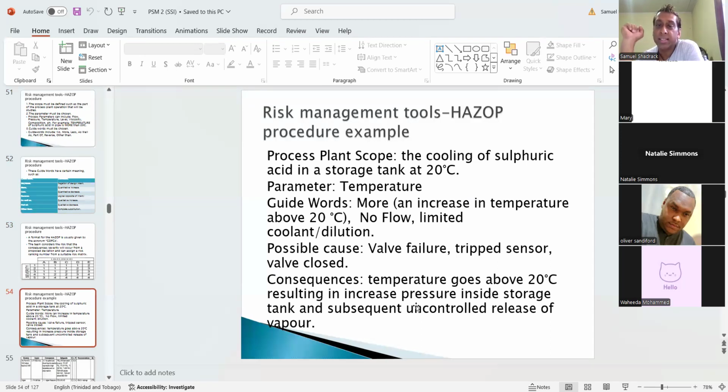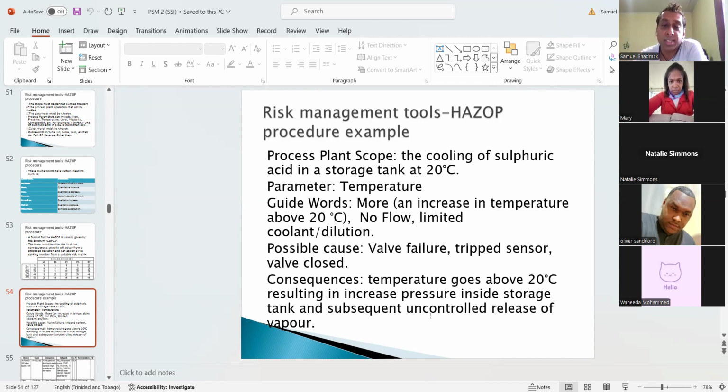The scope chosen here is the cooling of sulfuric acid in a storage tank at 20 degrees Celsius. The parameter chosen is temperature. The guide word is "more", which means they're going to consider what if the temperature goes up. They could also consider things like flow as well.